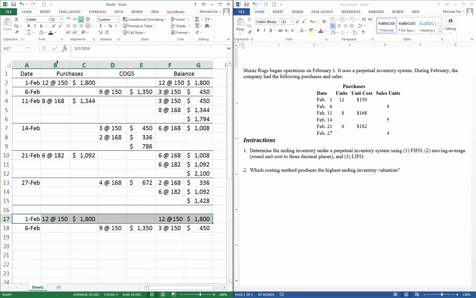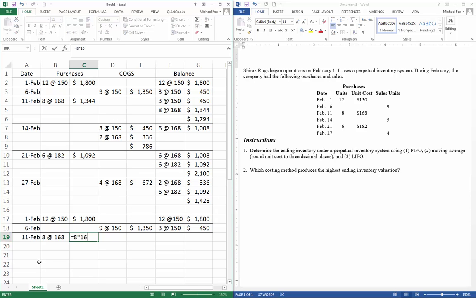Again, this might be clearer if I separate out each transaction. All right. So on the 11th, they purchased 8 more units at 168. Just 8 at 168. That's 1344. But this is where it gets a little different.